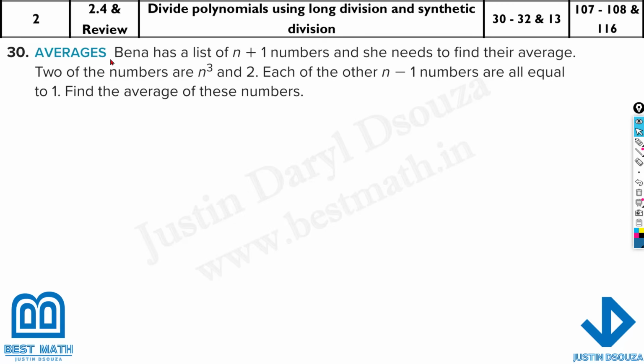It's about averages. Bina has a list of n plus 1 numbers that she needs to find their average. Two of the numbers are given here, n cube and 2. Each of the other n minus 1 numbers are equal to 1. Find the average of these numbers.